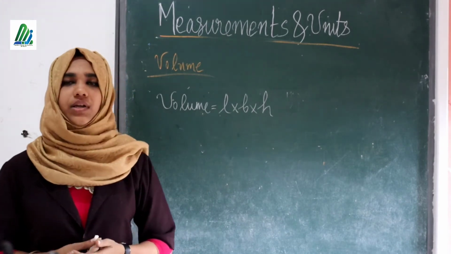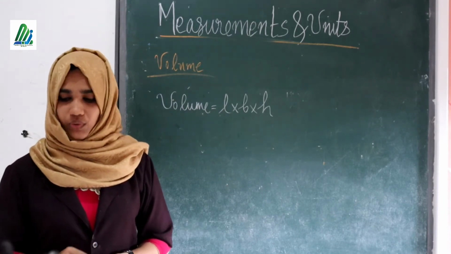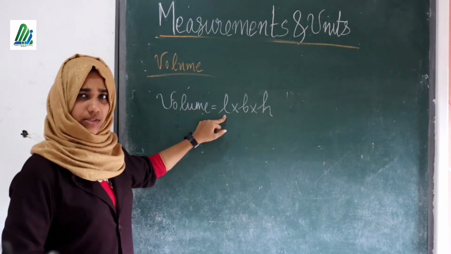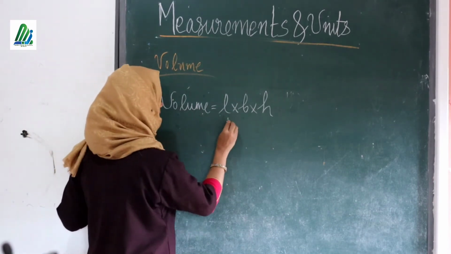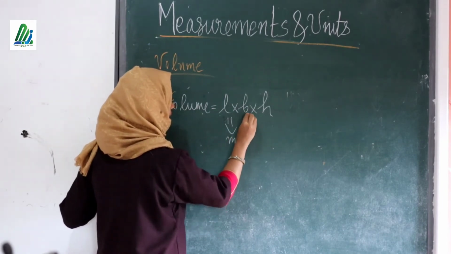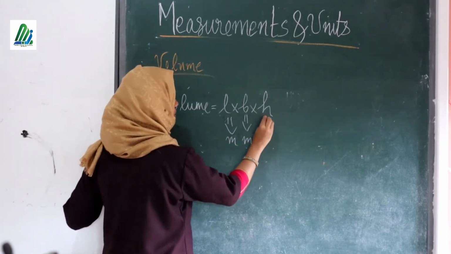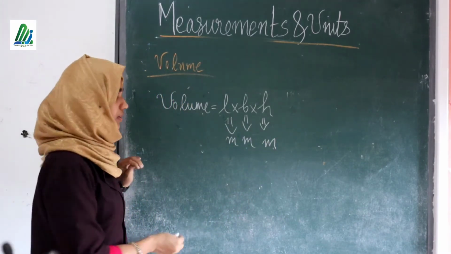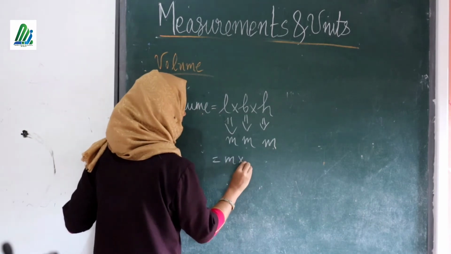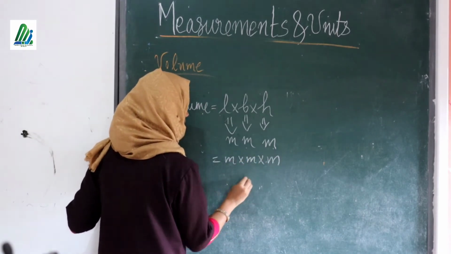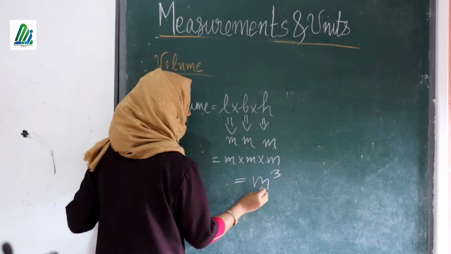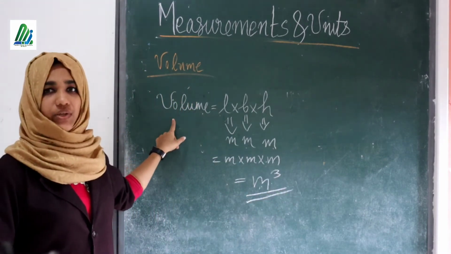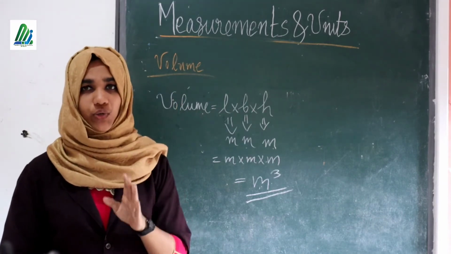Then, how can we calculate the unit of volume? Here, the unit of length is meter, and the unit of breadth is also meter, and the unit of height is also meter. Is it clear? Then, multiplying this, we will get cubic meter. You can call this cubic meter or meter cube. So, the SI unit of volume is cubic meter.